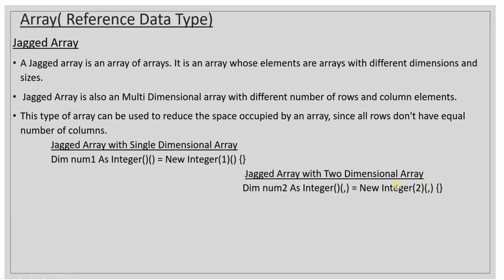Now with 2 dimensions, in the first bracket we will not write a comma. Why? Because the first bracket will specify the size of an array and it can't be 2D, 3D. The size can't be 2D, it's a single. Then the second bracket specifies the dimension, and dimension can be 2D, 3D, multi-dimension. That's why we write a comma in the second bracket. Then new integer 2, comma.